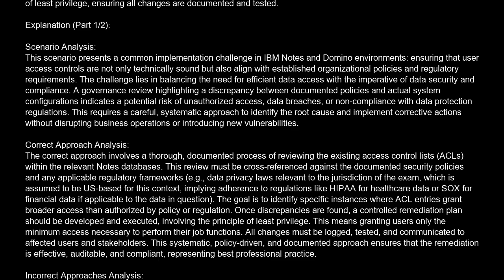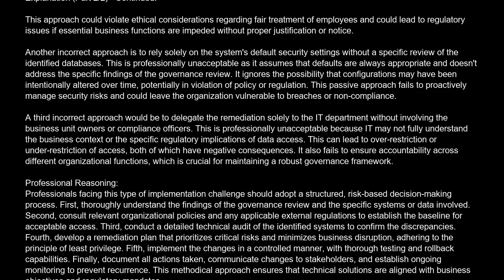Incorrect approaches analysis. One incorrect approach would be to immediately revoke all access for users whose permissions appear to exceed documented policy without further investigation. This is professionally unacceptable because it fails to consider the operational impact and may lead to significant business disruption. It also bypasses the necessary due diligence to confirm the discrepancy and understand the context of the access. This approach could violate ethical considerations regarding fair treatment of employees and could lead to regulatory issues if essential business functions are impeded without proper justification or notice.